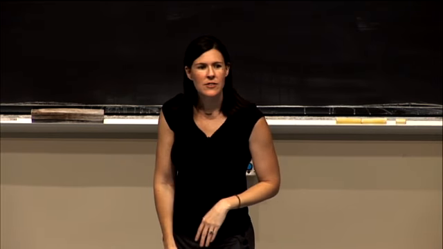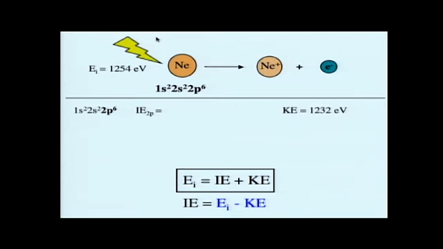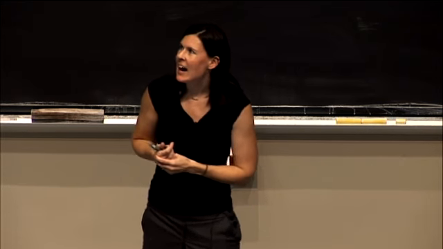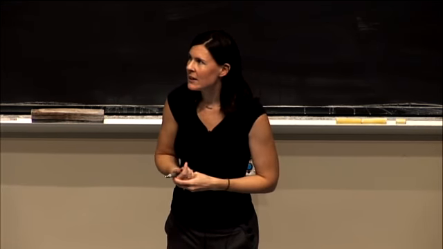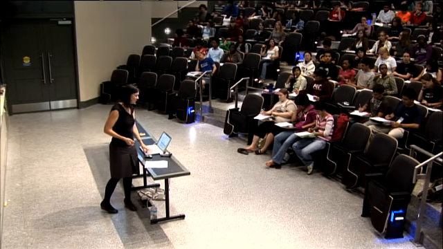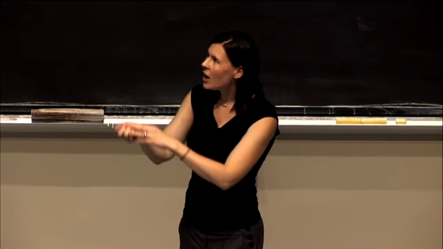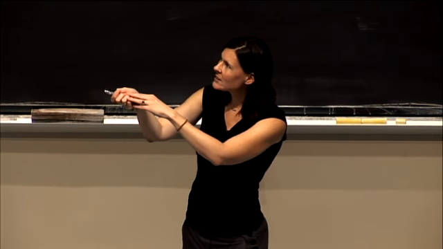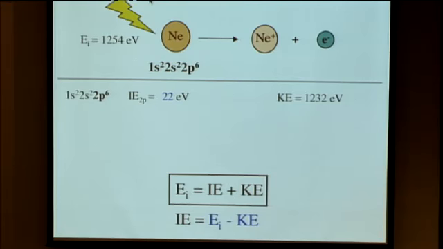And it turns out that the first kinetic energy that we would see, or the highest kinetic energy, would be 1232 electron volts. So if that's the case, doing a quick little calculation, what would the ionization energy be for a 2p electron in neon? Yep, 22. So basically all we did was take 1254, subtract 1232, and we got 22 electron volts. We can do the same thing for the other observed kinetic energies.